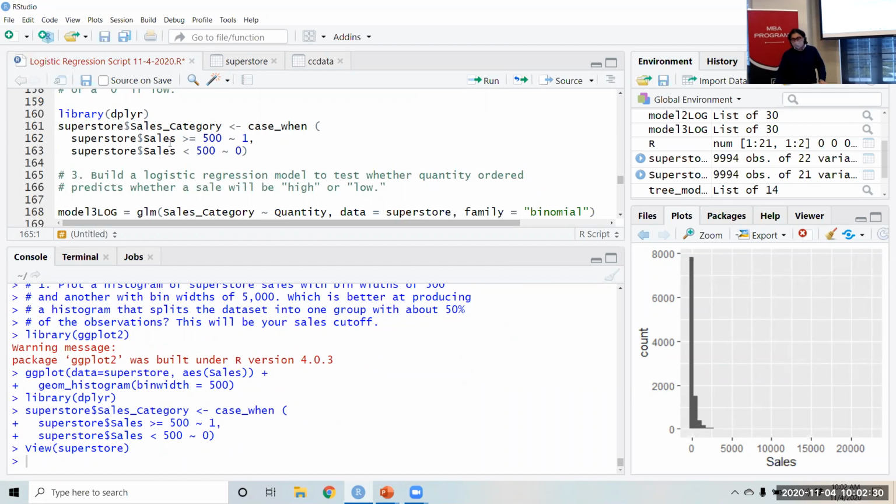And high and low is based on this $500 amount. So that's what we're going to predict, right? Was it a high sale or was it a low sale? So we basically, just like we did with our categorical variable, took a continuous variable, right? The amount of dollars that a sale was, and we abstracted it out. We removed a bunch of information, and we made it a binary dependent variable. Is it a high or a low sales amount, right?